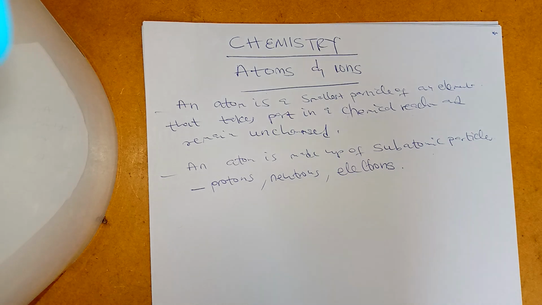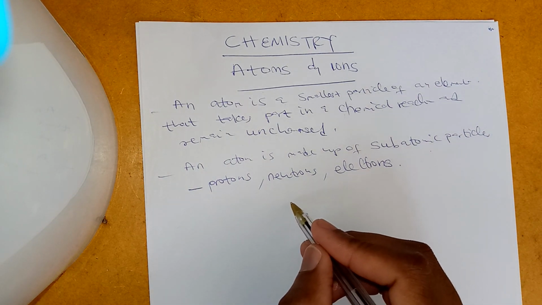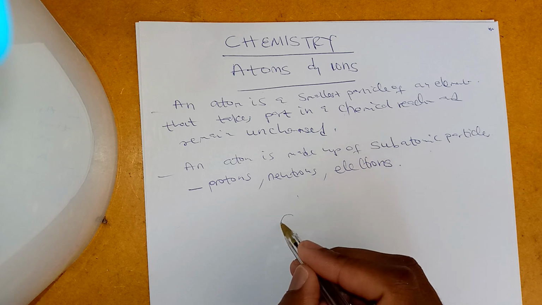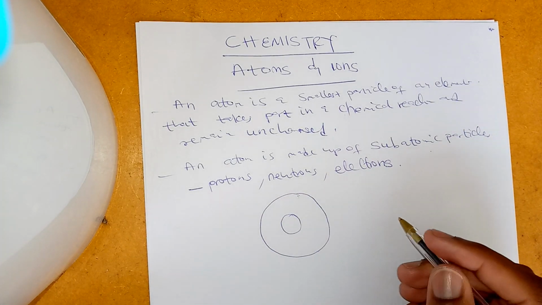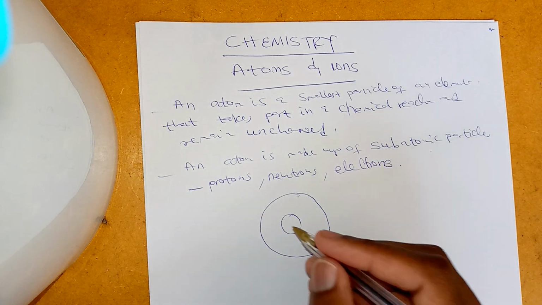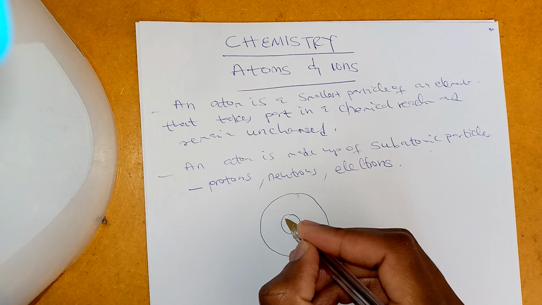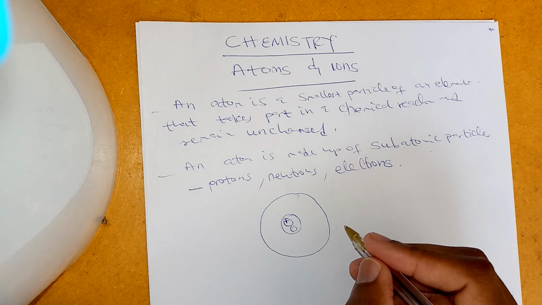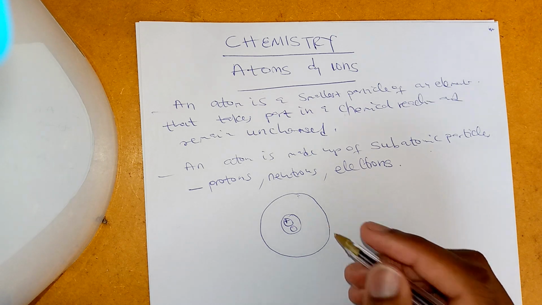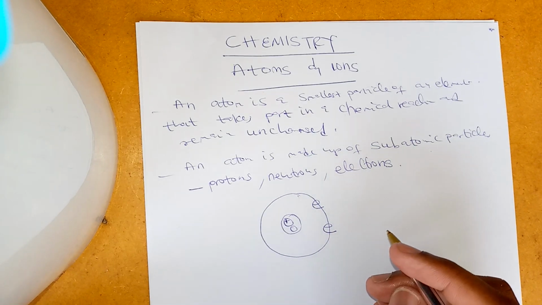Now we have to understand one thing here. An atom will appear like this. You have the nucleus, and you need to have electron shells there. So in the nucleus, we have the protons and the neutrons. Then these electrons are found outside the nucleus.